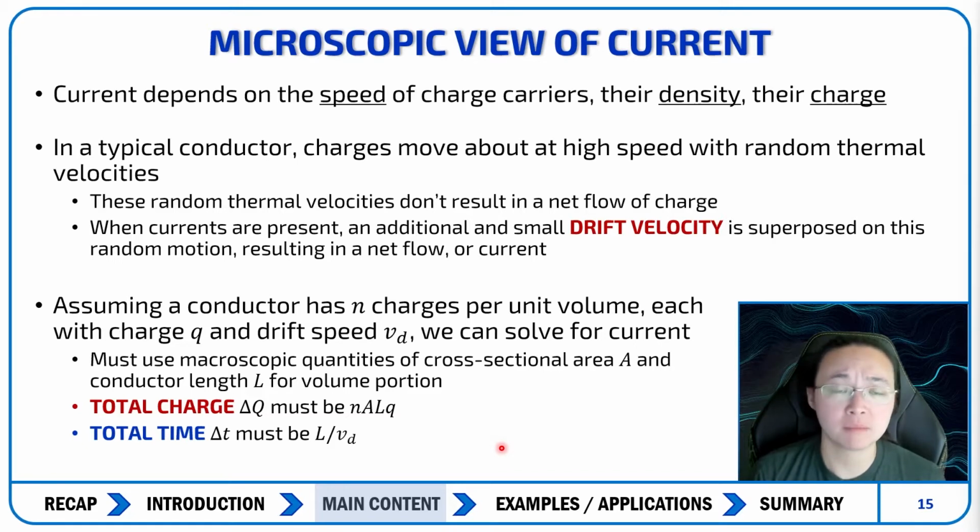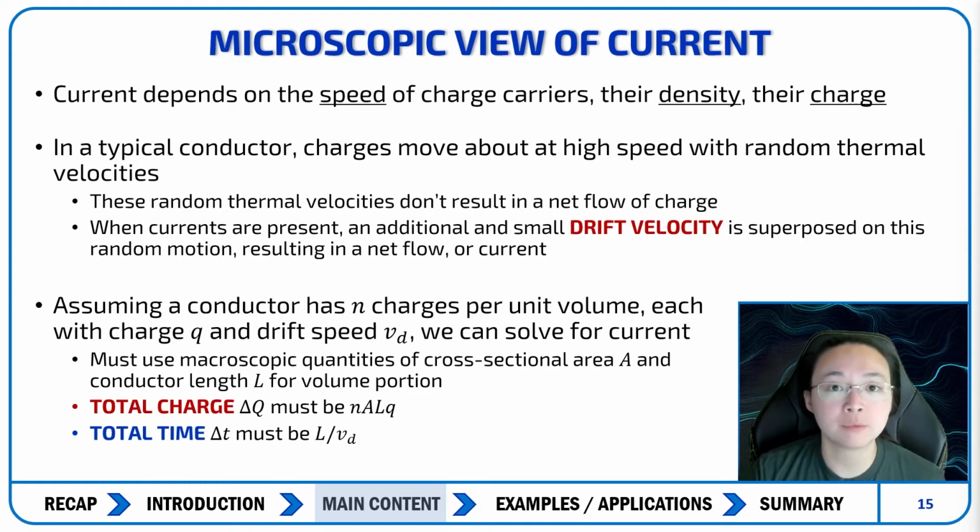The total time, delta T, is going to be a value that we have to try and manipulate from our givens. We know that there is a conductor length L, and we know there's a drift speed Vd. So if we have L over Vd, it will give us units of time. So we use L over Vd as our change in time.